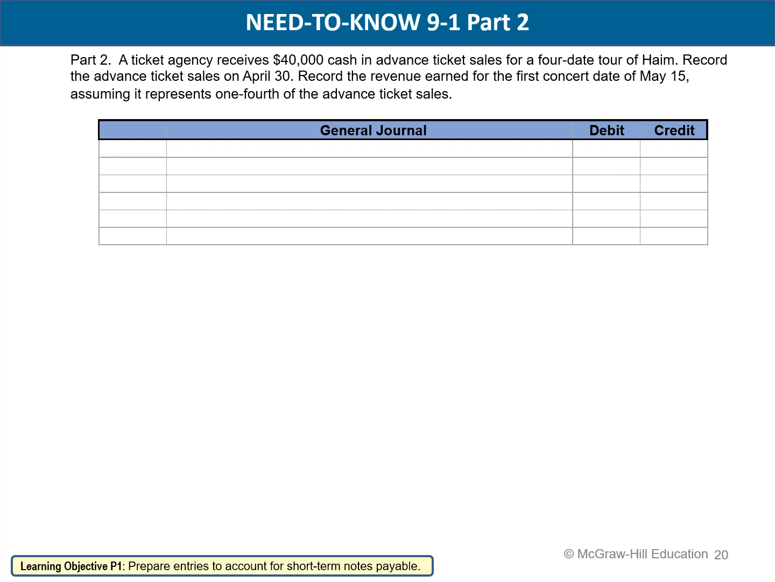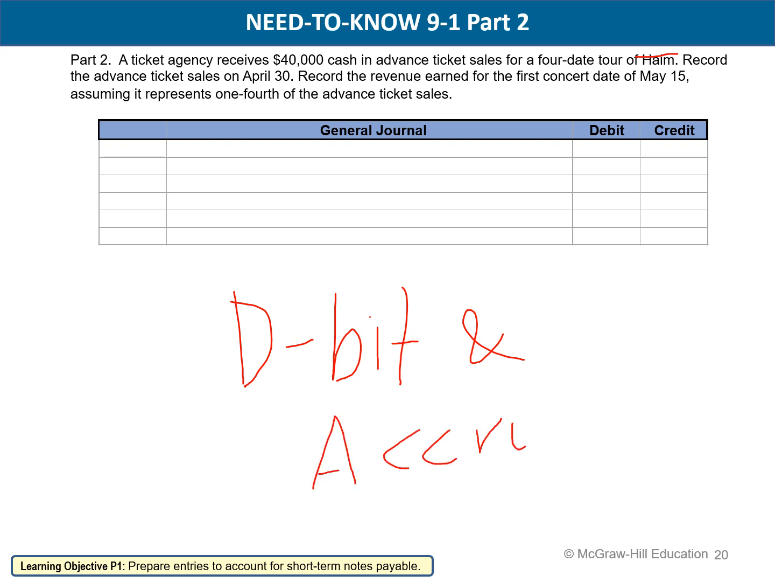All right, a ticket agency receives $40,000 cash in advance ticket sales for a 4-day tour of, I don't know who this is, D-Bit and the A Crew. That's going to be our band name, okay? All right, record the advance ticket sales on April 30th.